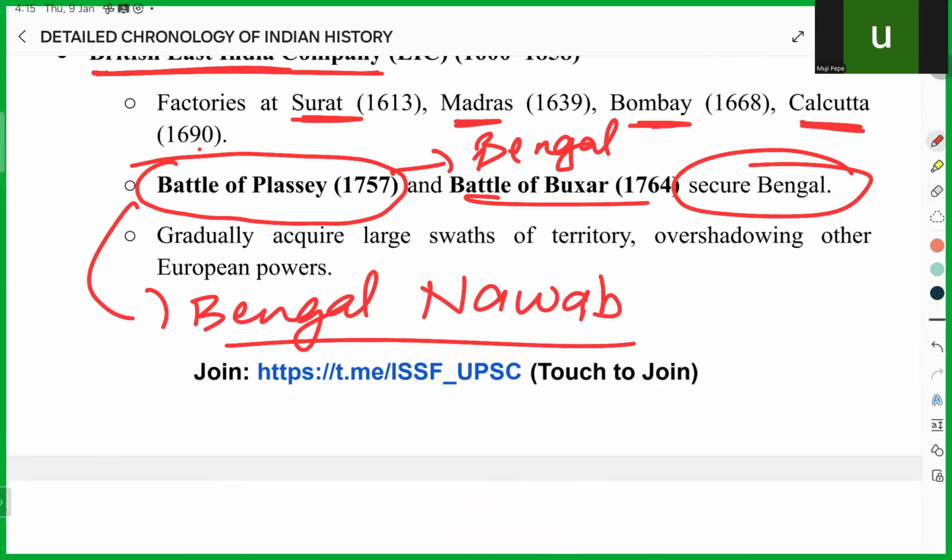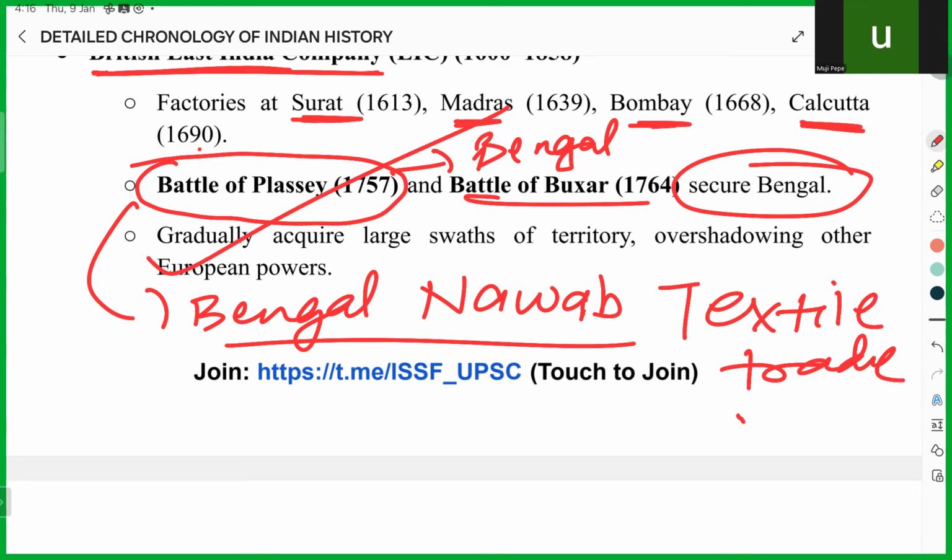Bengal मतलब West Bengal नहीं होता है. Bengal meant Bihar, Odisha and the areas of Bengal and Bangladesh. ढाका से लेके पटना, पटना से लेके Odisha, everything was covered. Okay. So all these areas, they were very lucrative. Why? Because of textile trade. Because of textile trade, and due to this, they were able to get very rich.